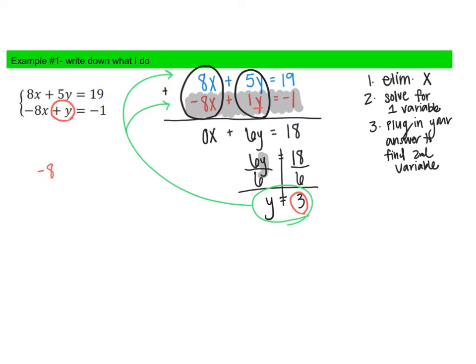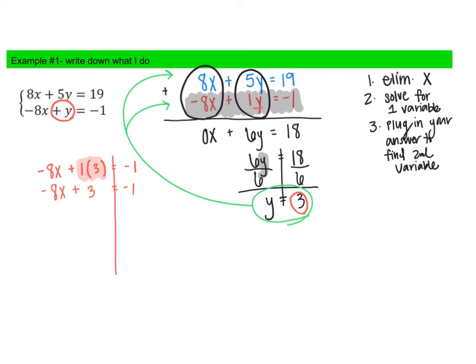So I have negative 8x plus 1y, and now it says 1 times 3, because that was what I got for y, right? Equals negative 1. From there, I'm just going to solve algebraically, going one step at a time. Well, first thing I want to do is any multiplication of parentheses, so that is what I'm going to do. 1 times 3, that's my first step here, and that equals 3. Everything else in my equation stayed the same.